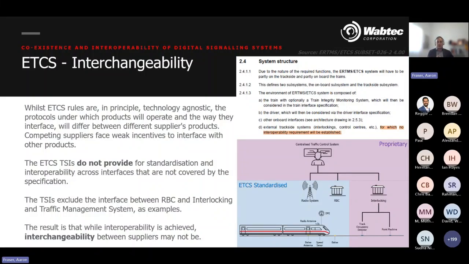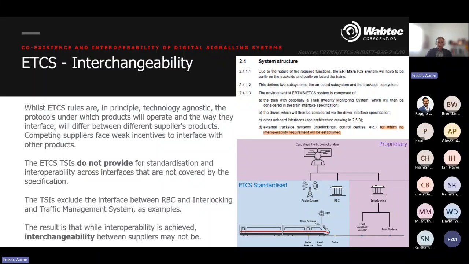Transport for New South Wales, as part of their digital signal systems program, has tried to overcome that with a common interface between the traffic management system and the RBCs to enable two suppliers to talk, but that is a bit of a rarity in the ETCS world globally, so kudos to them for the efforts that they've been putting in.